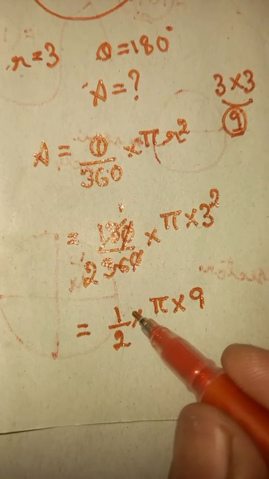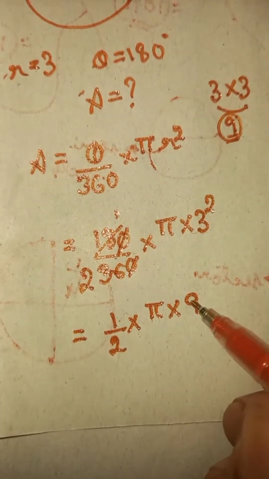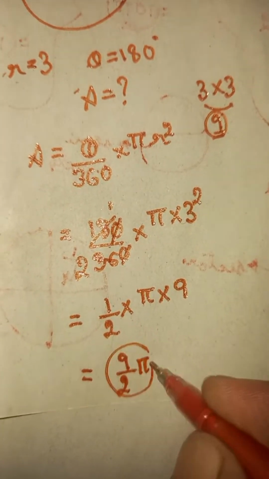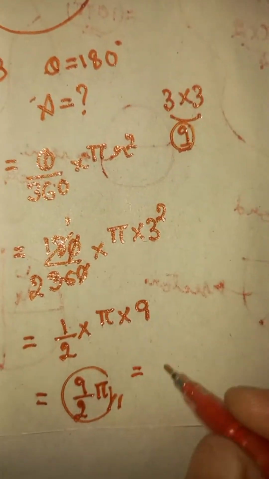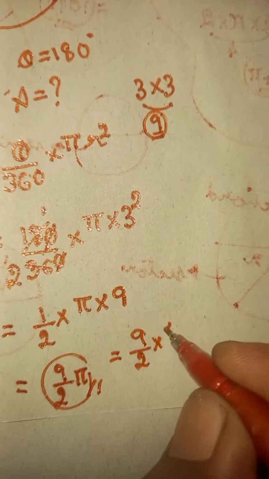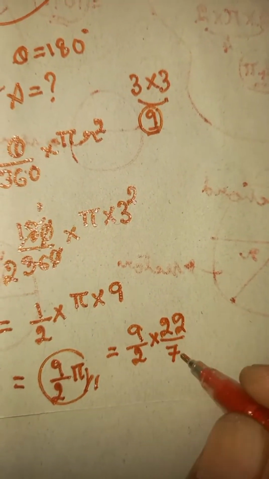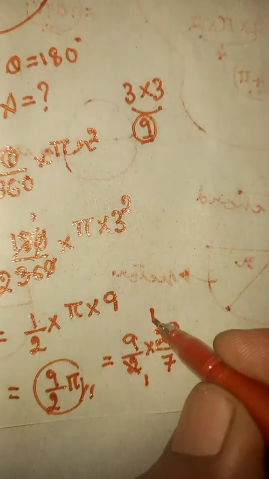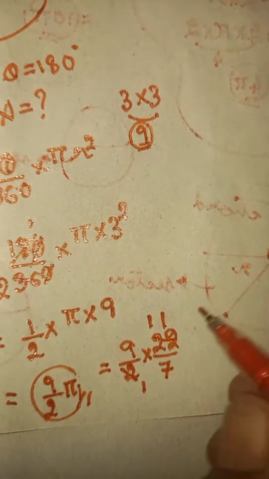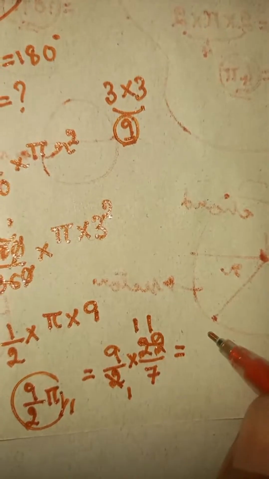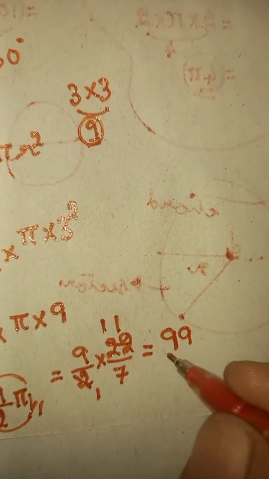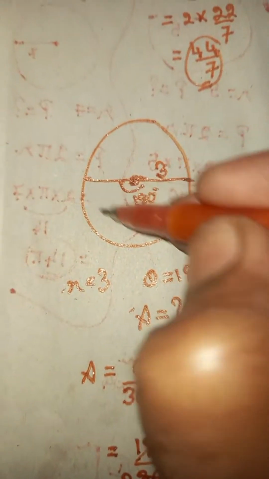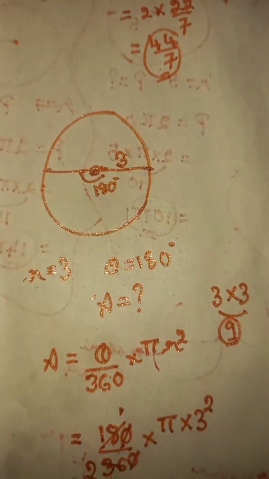Now if you multiply this, you cannot divide 2 and 9. It becomes 9 by 2 pi square units. You can again simplify it: 9 by 2 times 22 by 7. You cannot divide 7 and 9, but you can divide 2 and 22, 2 one times, 2 eleven times. 9 times 11 is 99. 99 by 7 square units is the actual area of this semicircle, or half of the circle.